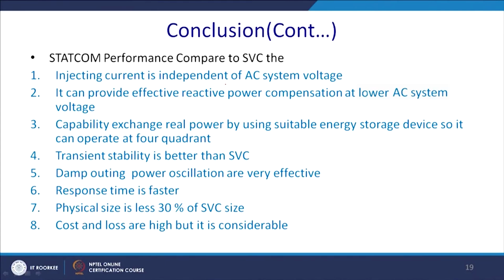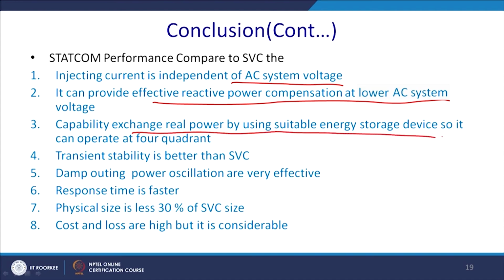Injecting current is independent of the AC system voltage. We have already discussed all those issues, but to recapitulate in conclusion: it can provide effective reactive power compensation at lower AC system voltage. It is the same because it is independent of the voltage sag or swell. It has the capability of exchanging real power using suitable energy storage devices, and thus it can operate in all 4 quadrants. Transient stability is better than SVC because you have to wait for the TCSC for transient-free operation.